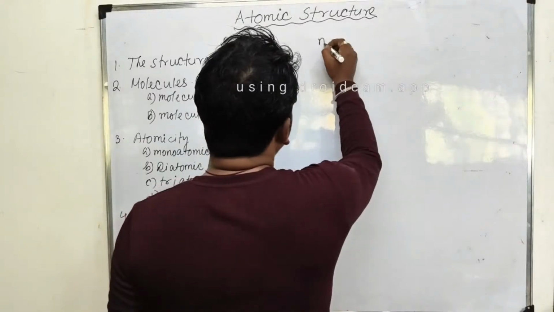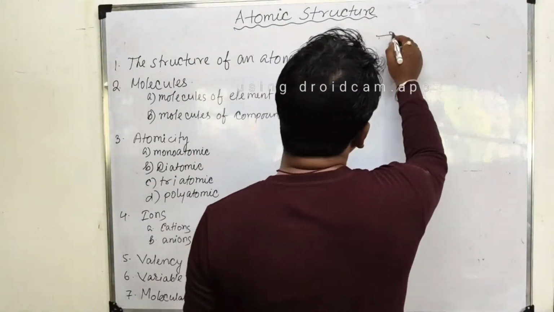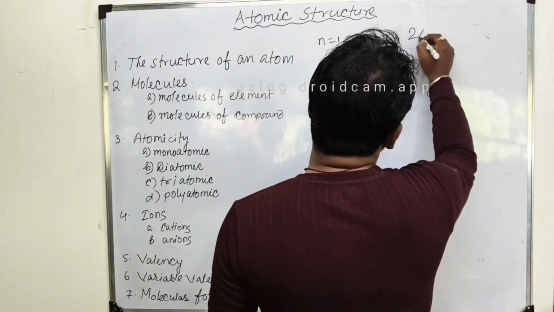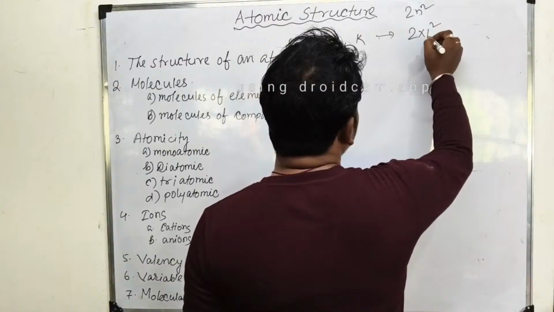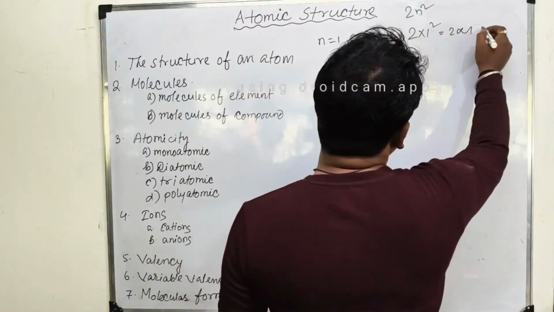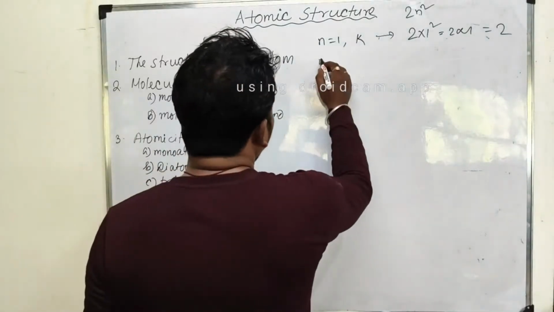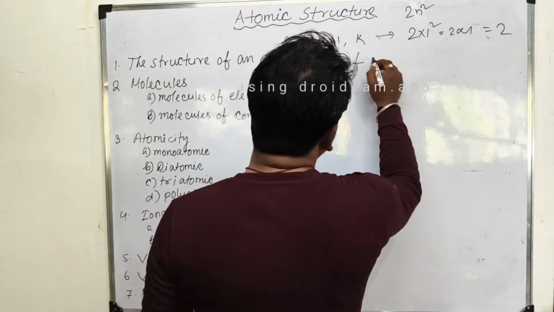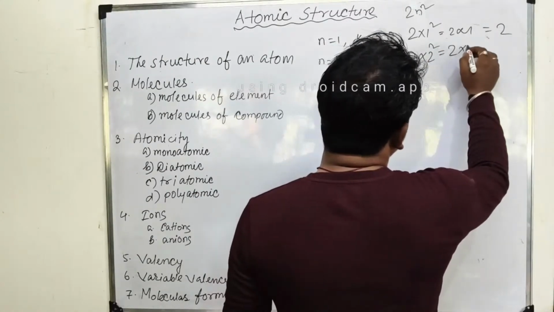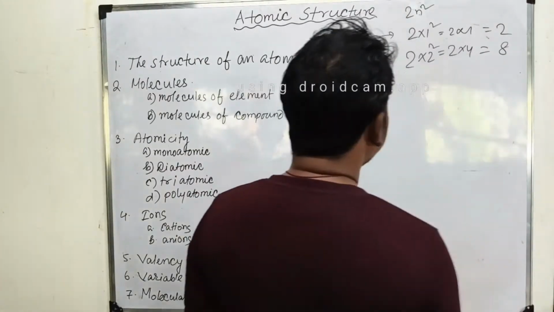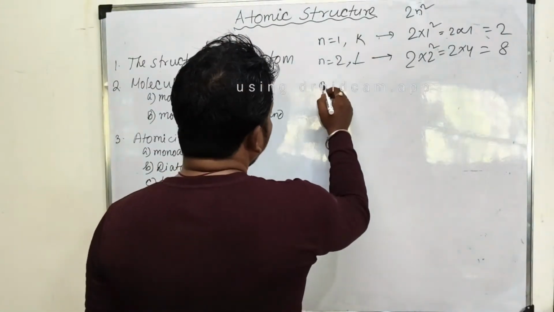Think about n equals 1, that is the K shell. How many electrons can it hold? 2 into 1 square. The formula is 2n square, so you simply put n equals 1 here. That is 2 into 1, which is 2. So the first shell contains only 2 electrons. For n equals 2, the L shell, it can hold 2 into 2 square, that is 2 into 4. In the second shell, it can hold a maximum of 8 electrons.